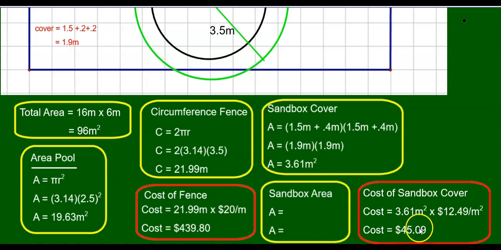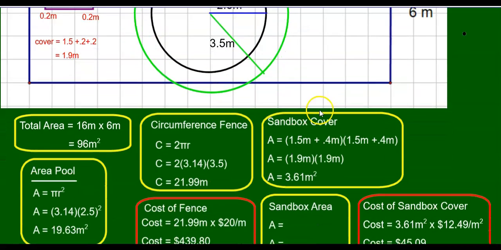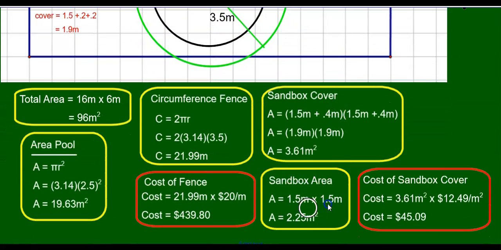So far these are our two costs in red. Now the area of the sandbox is 1.5 times 1.5. So this is what we're going to be subtracting, because we're not going to be putting the foam mats on the sandbox, but the cover here all around will be covered, so it will go against the side of the sandbox. So we will be putting foam mats in this space. So it's just 1.5 times 1.5 that we're going to be subtracting, and that gives us an area of 2.25 meters squared.